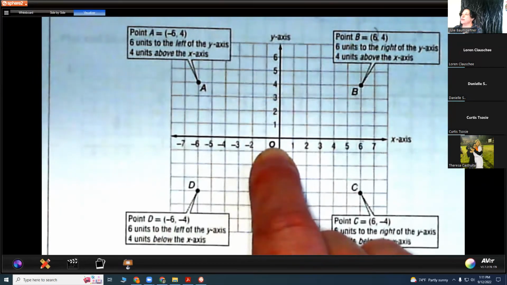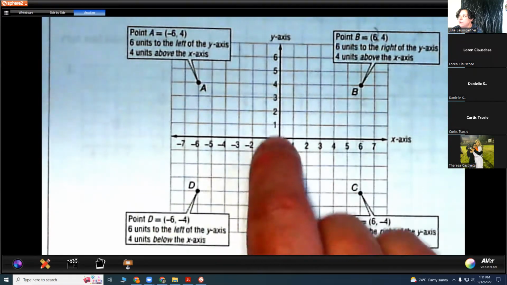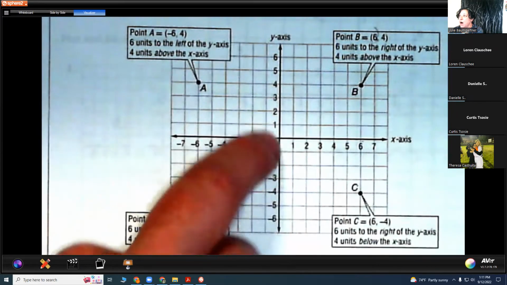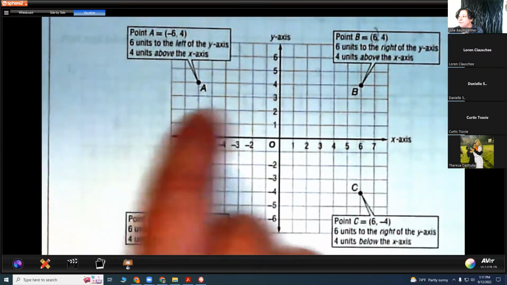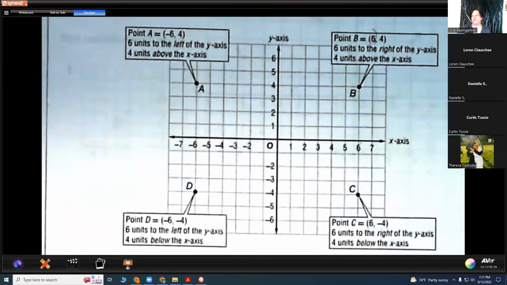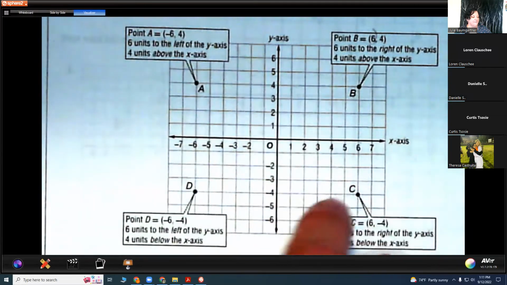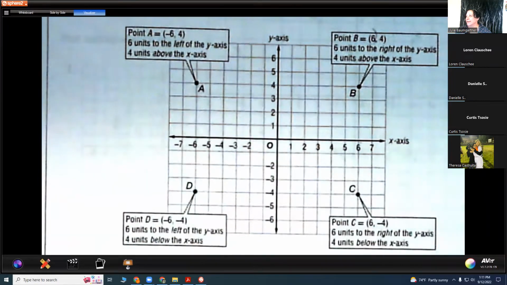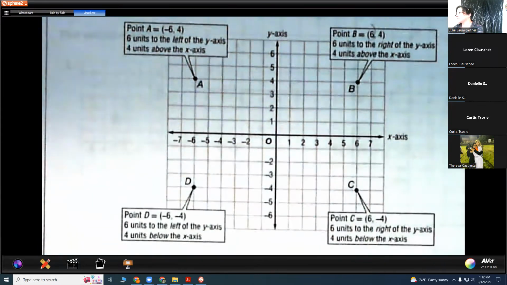And then of course, as the values move to the right or in an upward direction, we're going to get positive numbers. And if we move to the left or in a downward direction, then we have negative numbers. We can see that the coordinate grid has four sections to it. They're called quadrants. Quad is a quarter.